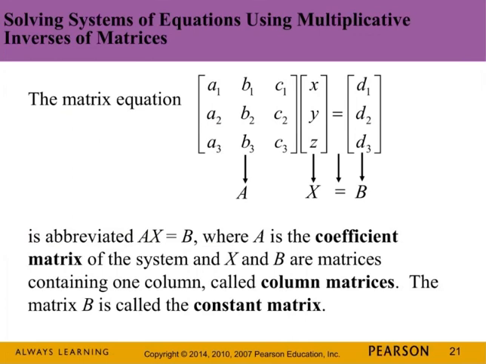So let's see. Solve a system of equations using the multiplicative inverse of a matrix. The matrix equation is abbreviated AX equals B, right? So we have this coefficient matrix with these A's, B's, and C's. We have our variable matrix X, Y, Z, and we have our constant matrix D1, D2, and D3. We abbreviate these three matrices as A times X equals B, where A is the coefficient matrix of the system. X and B are matrices containing one column, called column matrices. The matrix B is called the constant matrix. So we can transform the system of linear equations into this matrix equation like this.